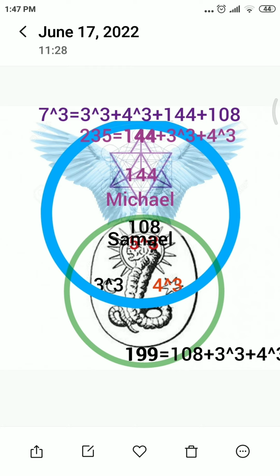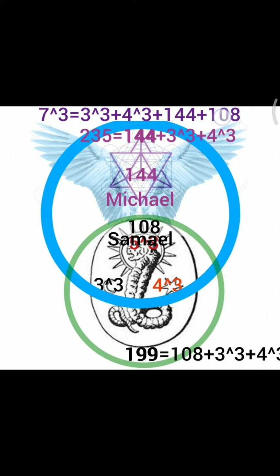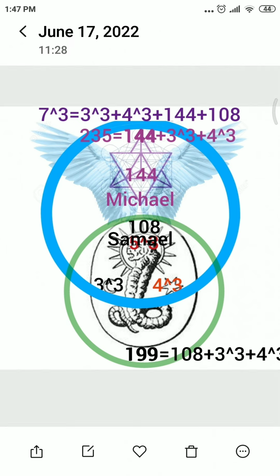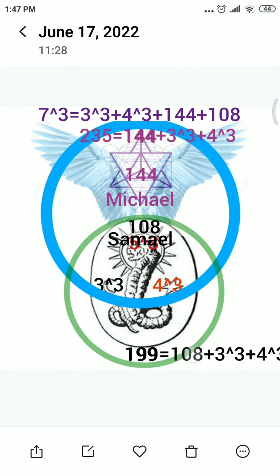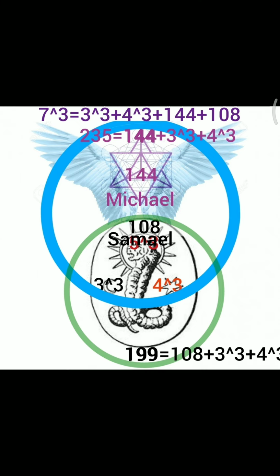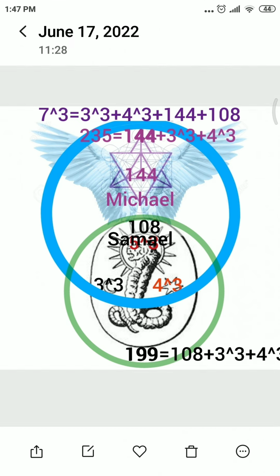And let us come now to the other part, 108. 108 also will have 3 cube and 4 cube. So the total of 108, 3 cube and 4 cube gives you 199. This 199 is a total of 108, 3 cube and 4 cube, which is nothing but moon, sun and Samael. It is the one which is basically the evil aspect of nature, or the chaos.